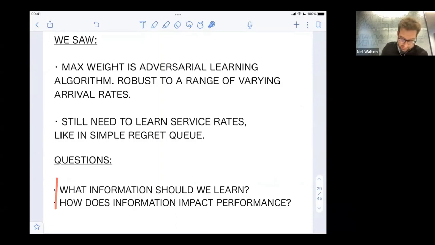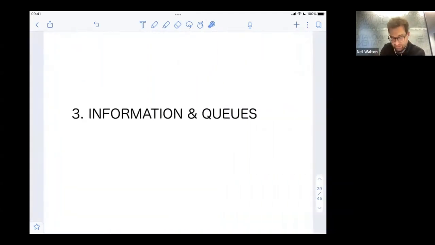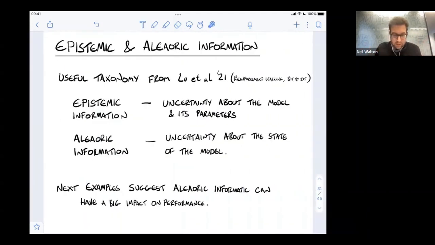Remaining questions for the last couple of minutes. What questions should we learn, and what impact does that information have on performance? Okay, I'll go through this a little bit quickly, but this is more due to my co-author, who is interested in information and queues. What information should you store? What's the correct characterization of a system?